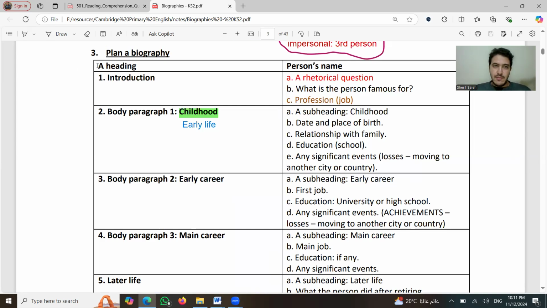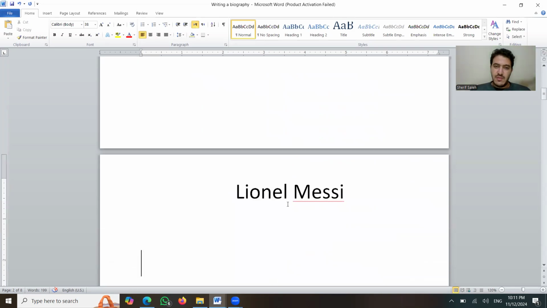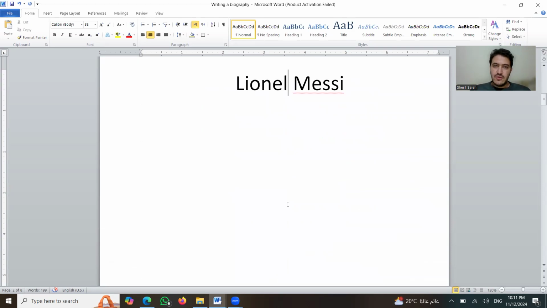So when you start writing a biography, the first part of the biography is the heading, and the best practice here is to write the person's name as your title. So let's get to work. So today we will write a biography about Lionel Messi. Of course, to be able to write a biography, part of what you need to do is to collect some information.